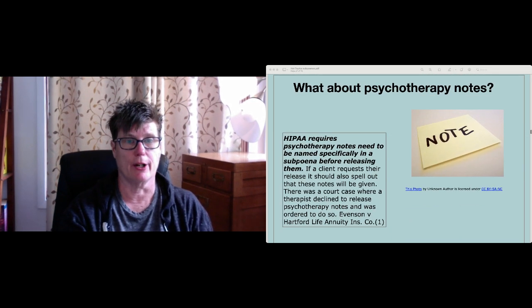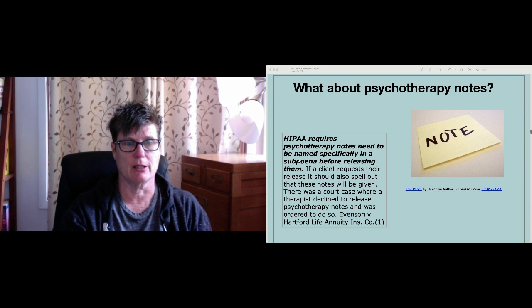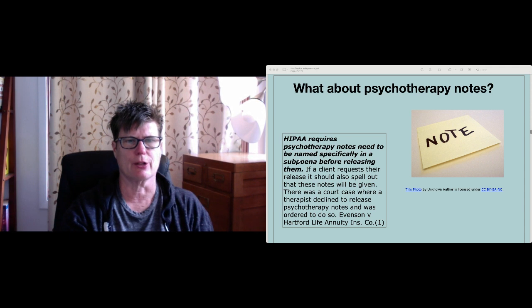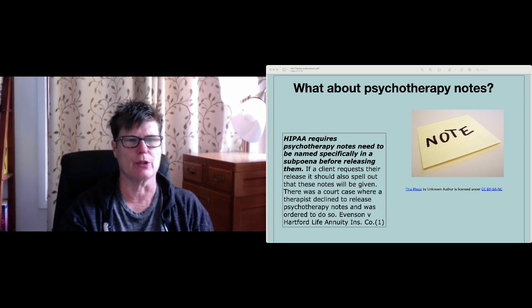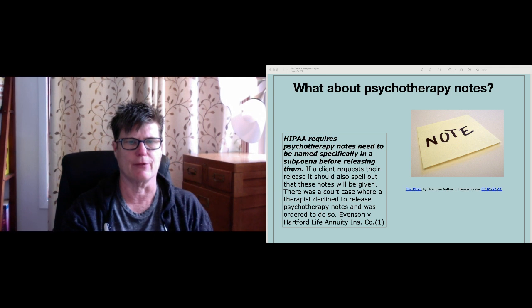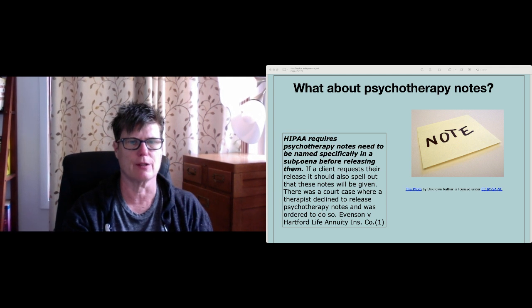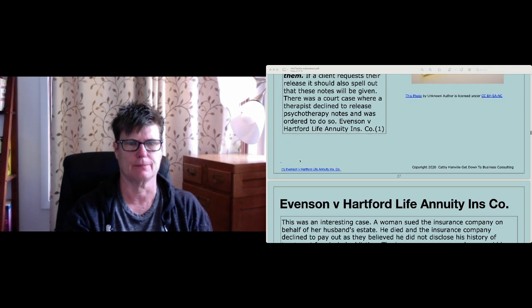But HIPAA does require that if there is a subpoena, psychotherapy notes need to be named specifically before releasing them. If a client requests their release, it should also spell out that those notes will be given. There was a court case where a therapist declined to release psychotherapy notes and was ordered to do so. That's Evanson versus Hartford Life Annuity Insurance Company.